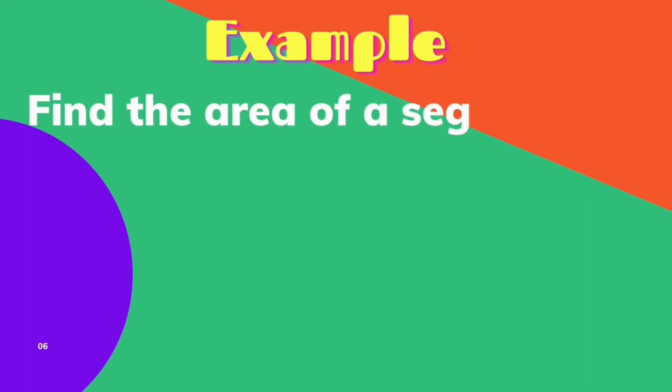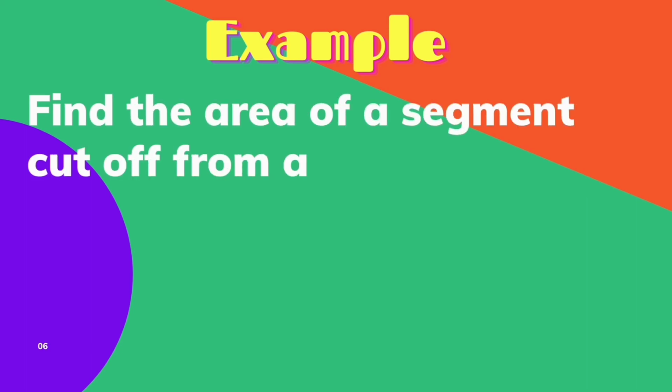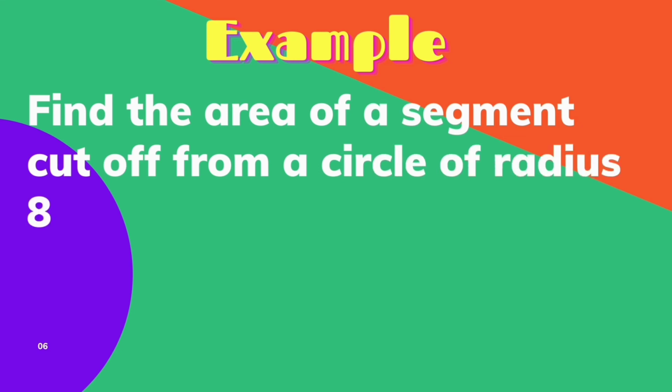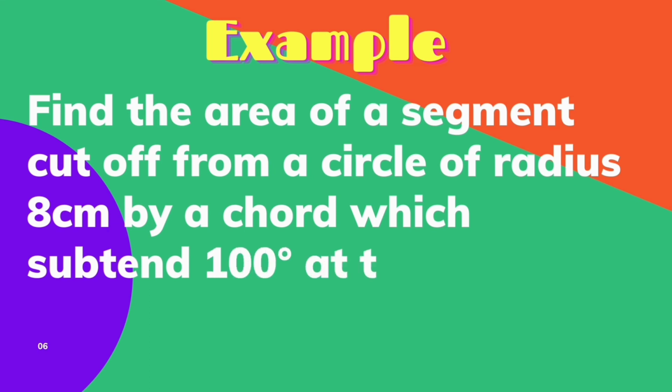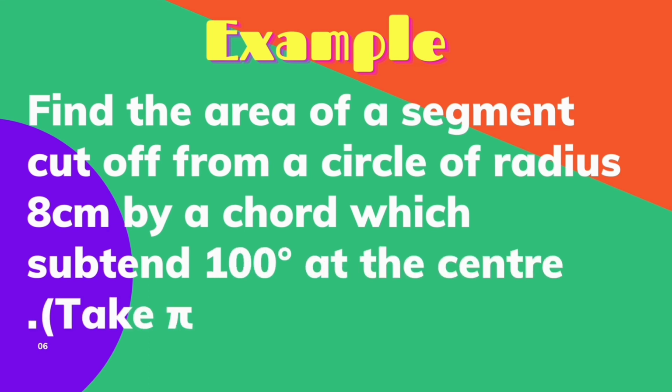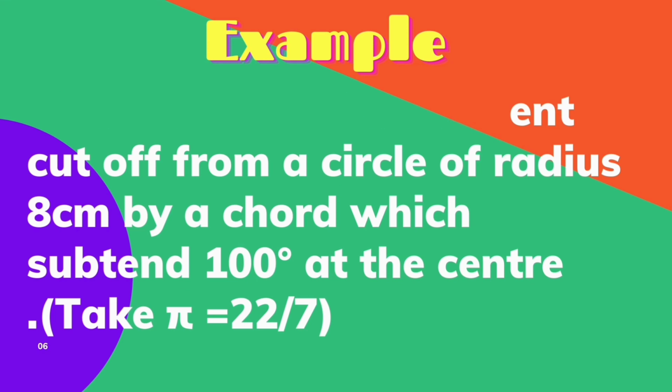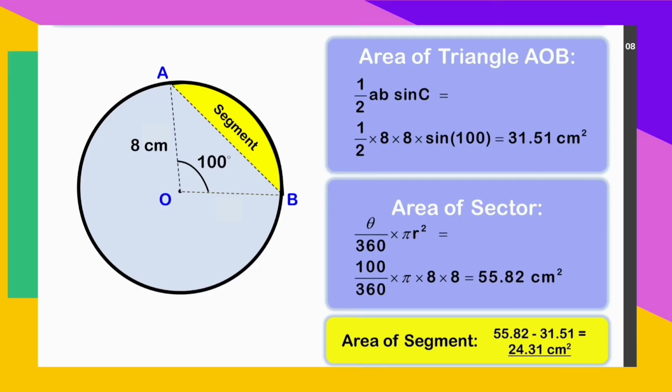Let us take an example. Find the area of a segment cut off from a circle of radius 8 centimeters by a chord which subtends 100 degrees at the center of the circle, taking pi as 22/7. To find the area of a segment, you use the formula half ab sine C minus theta all over 360 times pi r squared.